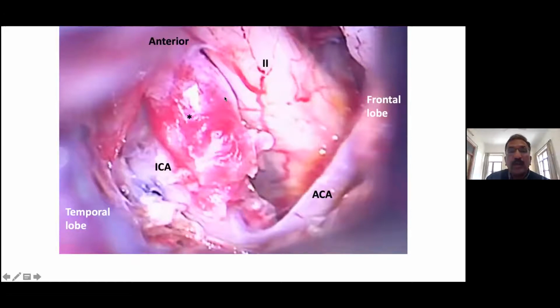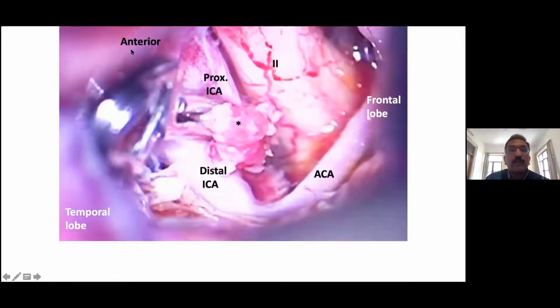And this pseudoaneurysm, you can call it almost without a neck, is arising from the ICA like this. You see this? It is arising from the ICA like this, and the proximal part is hidden. So we drilled the anterior clinoid process, and then we clipped the aneurysm. You can see the aneurysm being clipped.